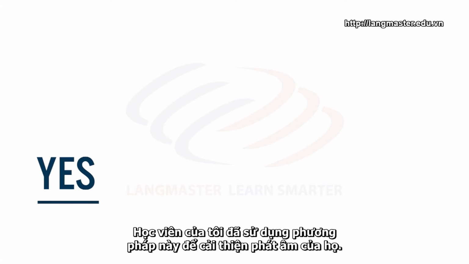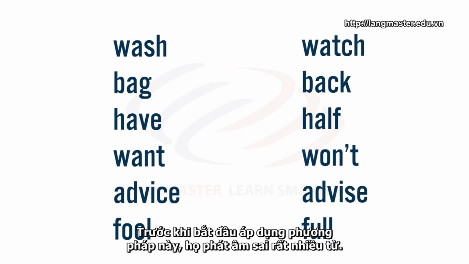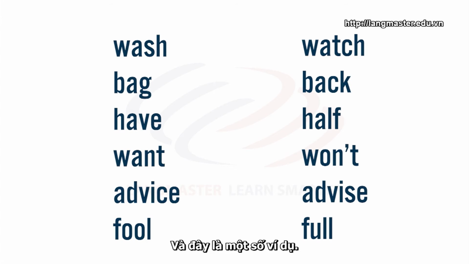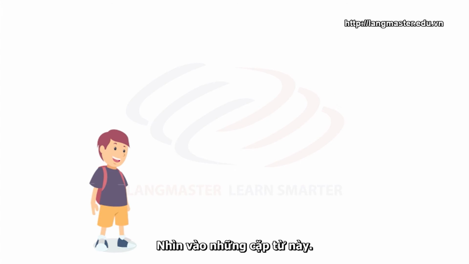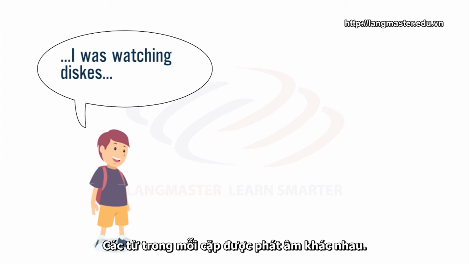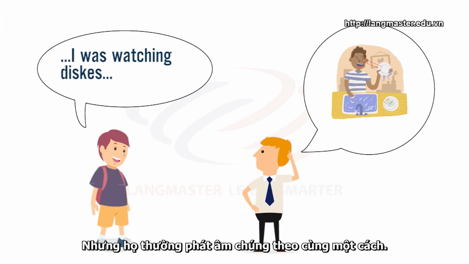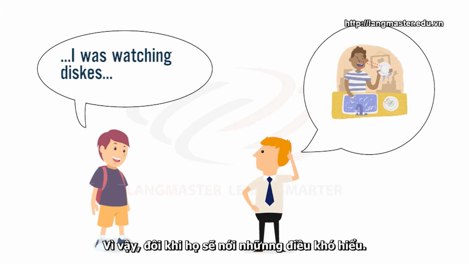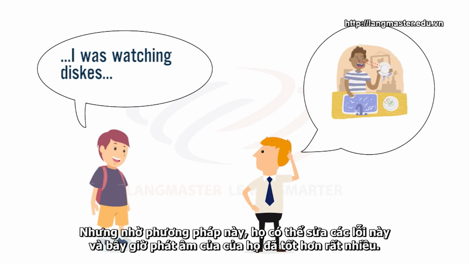Now, you might be wondering, does this really work? And the answer is yes. My students used this method to improve their pronunciation. Before they began applying this method, they mispronounced a lot of words. And here are some examples. Look at these word pairs. The words in each pair are pronounced differently, but they used to pronounce them the same way. So sometimes they would say something confusing. But thanks to this method, they were able to fix most of the mistakes, and now their pronunciation is much better.